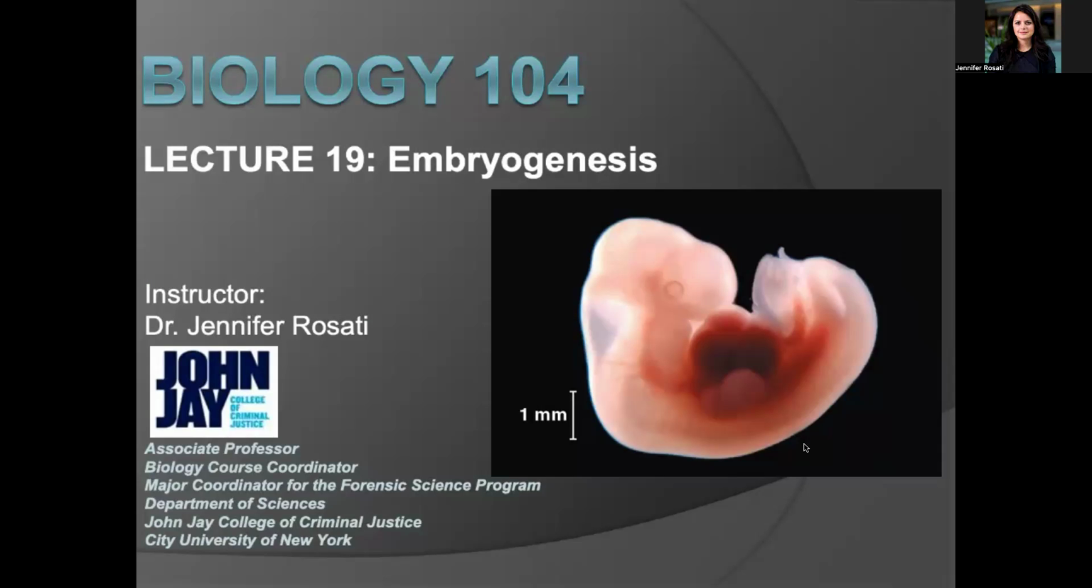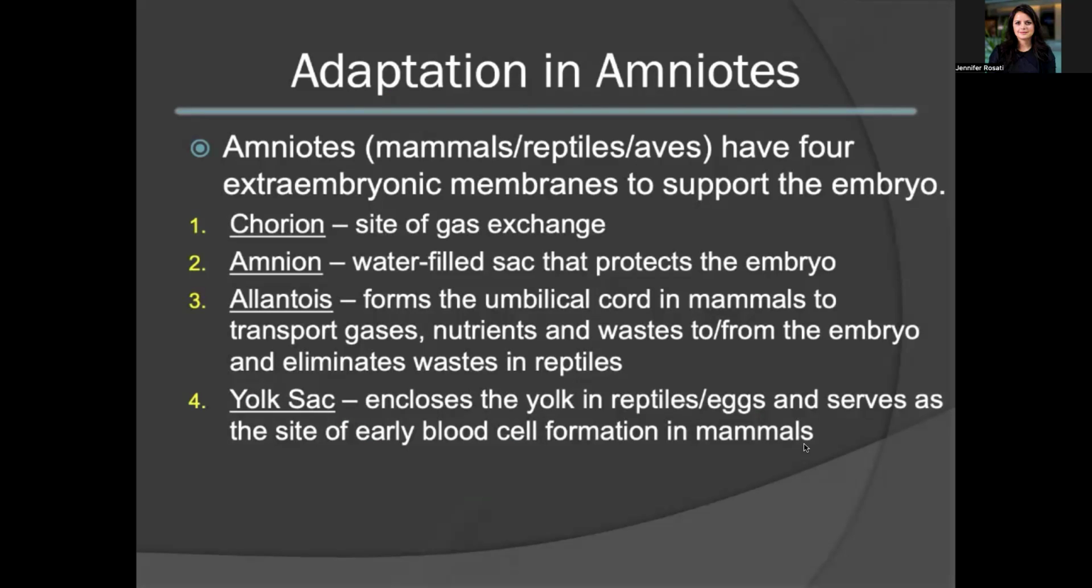Welcome to Lecture 19, where we will go over the process of embryogenesis. Amniotes, such as mammals, reptiles, and birds, have 4 extraembryonic membranes to help support the embryo. This is considered an adaptation to terrestrial living.